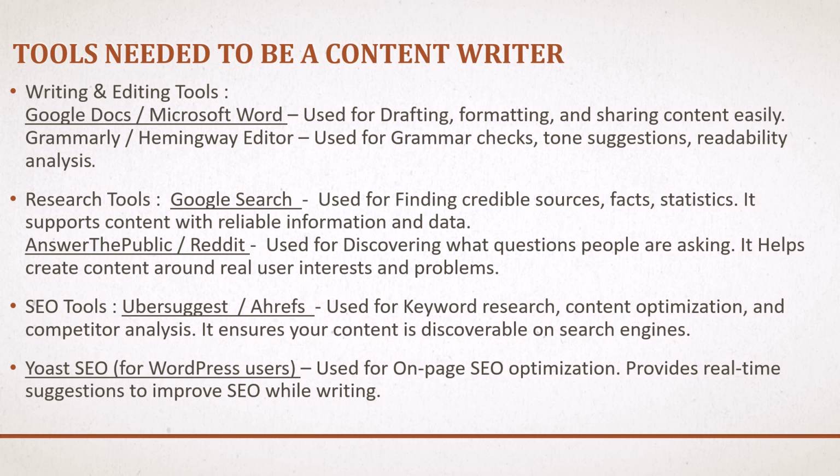We've got SEO tools, like Ahrefs. Basically, it's used for keyword research, content optimization, and competitor analysis. For finding keywords, improving content, and checking competitors. Use Yoast SEO for WordPress for improving SEO while writing. It gives suggestions in real time.